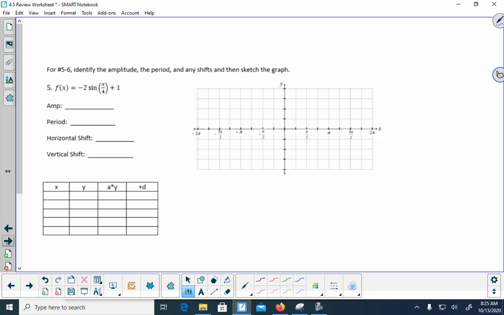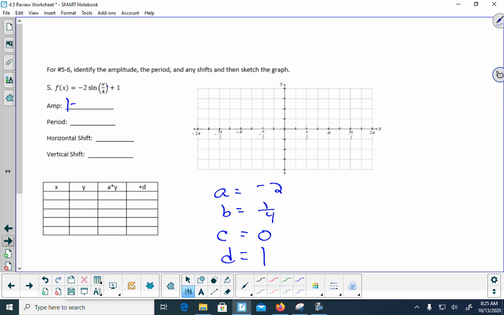Next, number 5 and 6, we're going to graph. So I'm going to identify a is equal to negative 2, b is equal to 1/4. C, I'm not adding or subtracting anything inside this parenthesis, so that's understood to be 0. And then my d is whatever's outside, so in this case, that's a positive 1. Now, this is a little bit different than the white paper that we had before, but I'm just going to follow the steps. It first wants the amplitude.